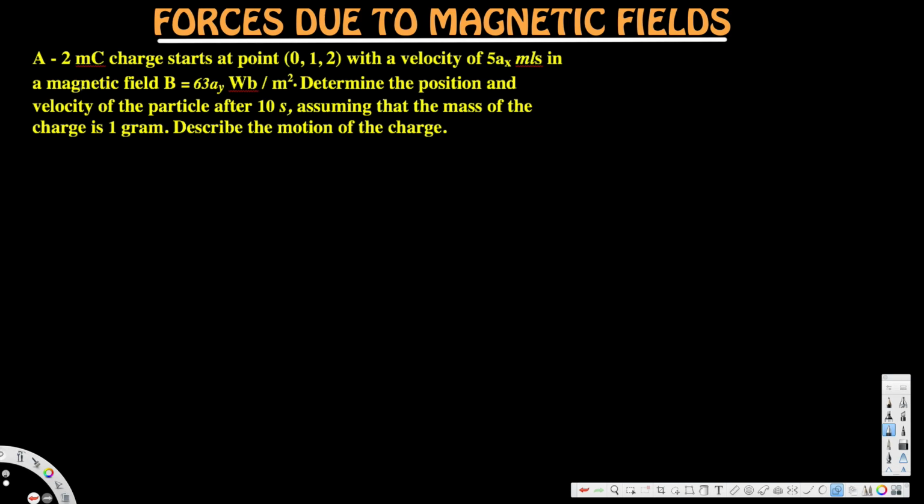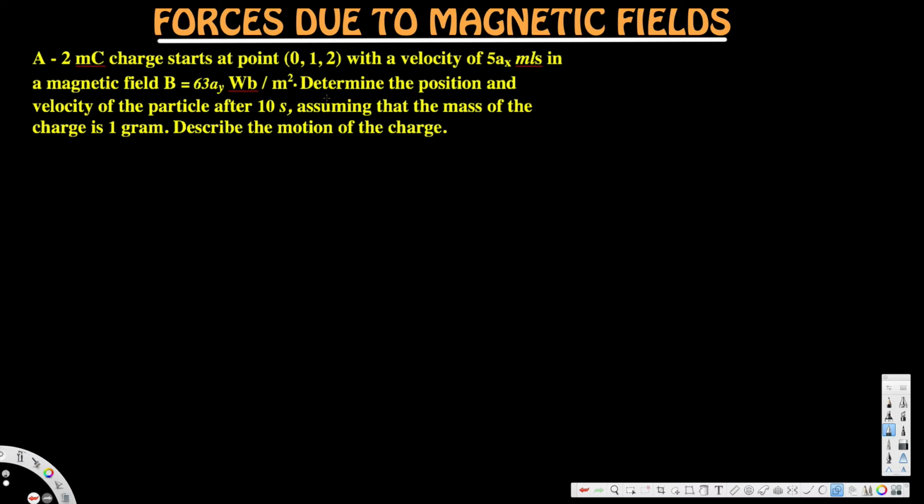Let's look at this problem right here. This question is asking: a negative 2 millicoulomb charge starts at 0, 1, 2 with a velocity of 5 ax meters per second in a magnetic field B equal to 63 ay webers per meter squared. Determine the position and velocity of the particle after 10 seconds. Assuming that the mass of the charge is 1 gram, describe the motion of the charge.